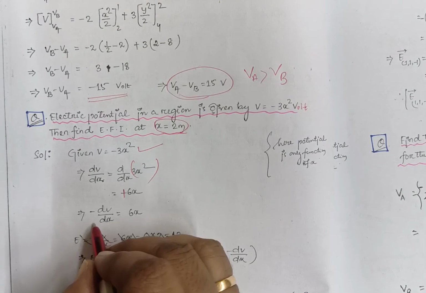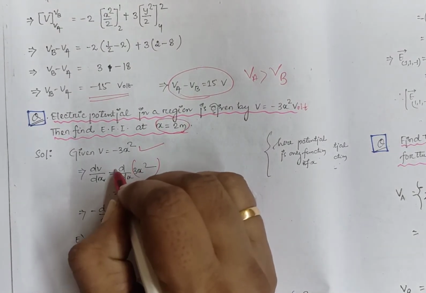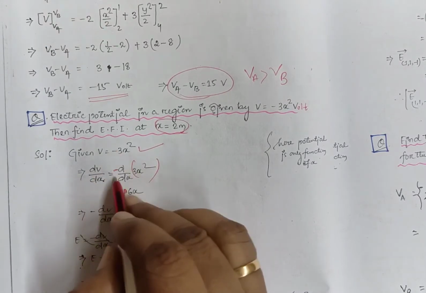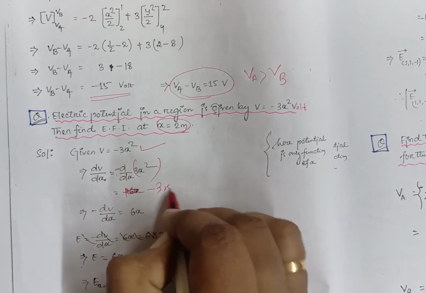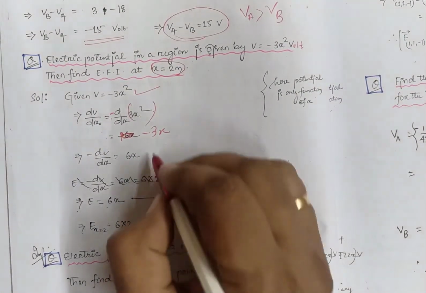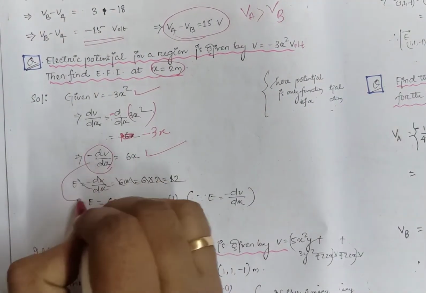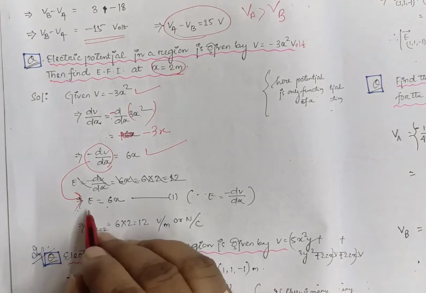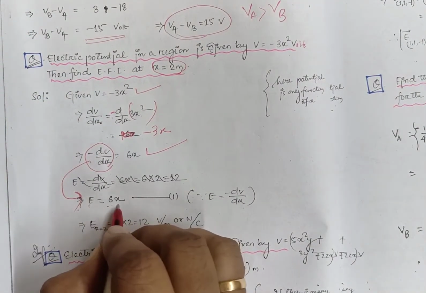Now we have to calculate dV by dx. Taking minus common, d by dx of 3x square, so the answer is minus 3x. If you want to calculate minus dV by dx, your answer is 6x. What is minus dV by dx? Now minus dV by dx is intensity, because intensity is the negative of the potential gradient. So your intensity is 6x.